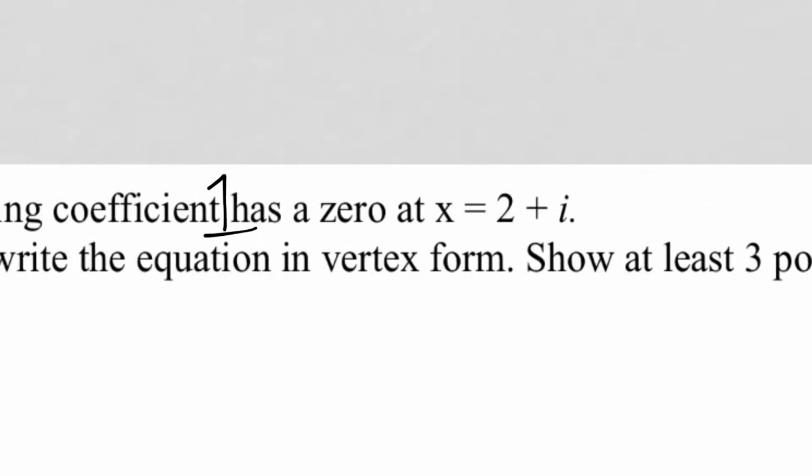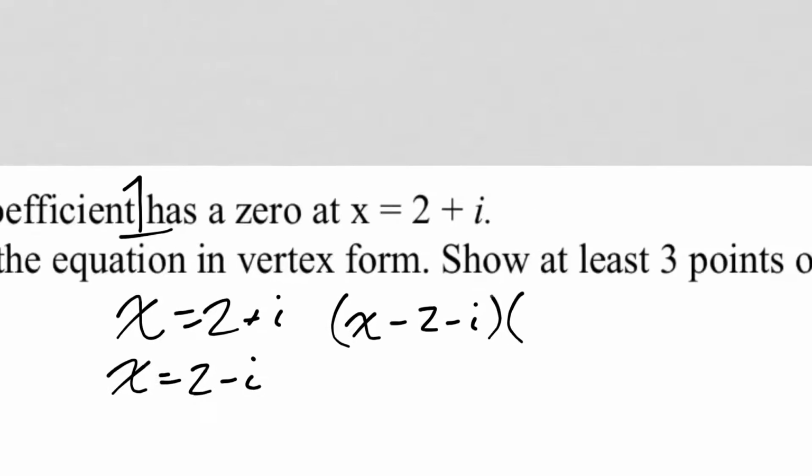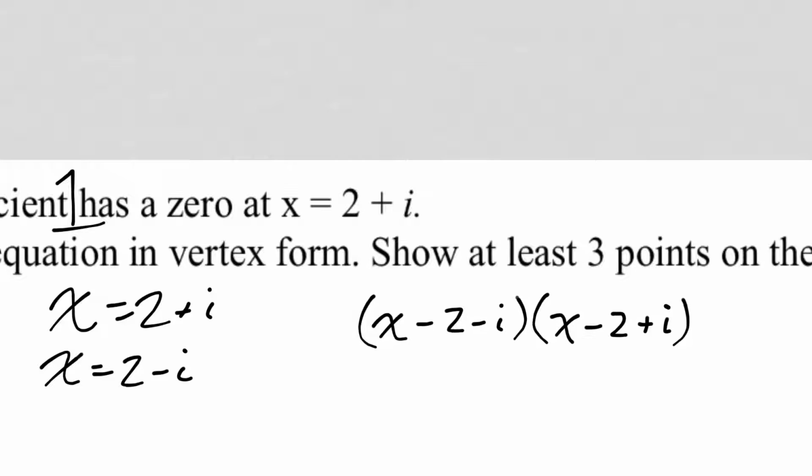So, first off, if we have a solution at x equals 2 plus i, we also have a solution at the conjugate x equals 2 minus i, which means we know two factors. We know one factor is x minus 2 minus i, and another factor is x minus 2 plus i. We know the leading coefficient is 1, so we know we're going to have a 1 out front, which is unnecessary to write, but this is the equation of the quadratic.